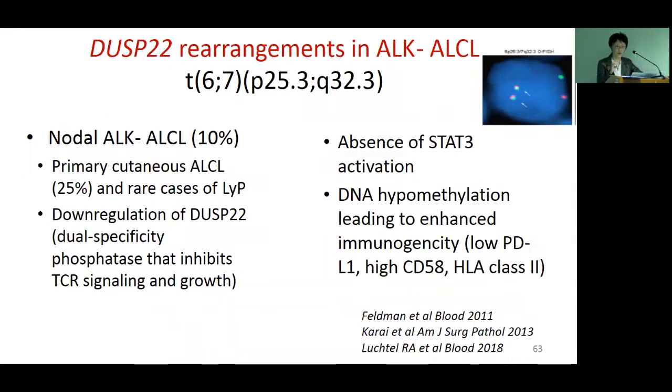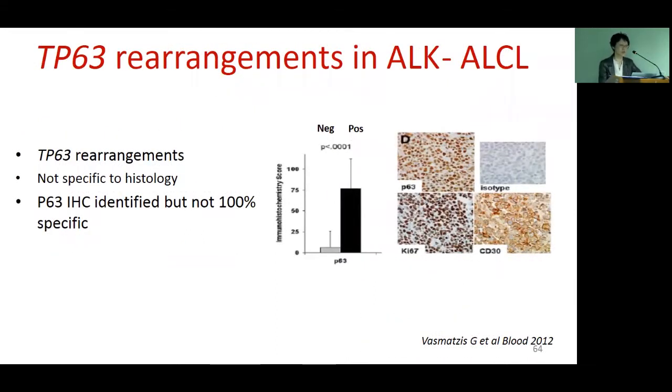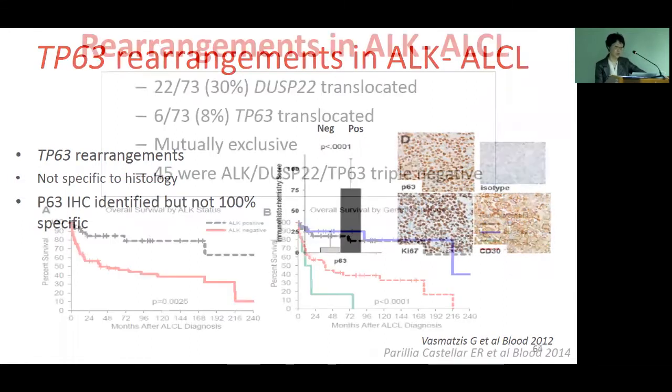Interestingly, in this form of ALK-negative ALCL, there's absence of STAT3 activation. And this is thought to lead to a tumor that alters the DNA methylation pattern, leading to enhanced immunogenicity, high CD58 expression, and HLA class 2 expression, potentially contributing to a different clinical outcome for these patients. TP63 rearrangements are also seen in ALK-negative ALCLs, very rare, and immunochemical studies can be used to demonstrate the rearrangements, but they're not specific for the genetic abnormality.